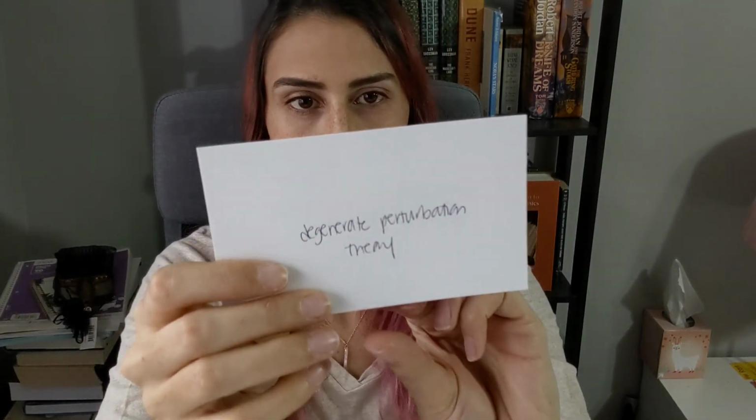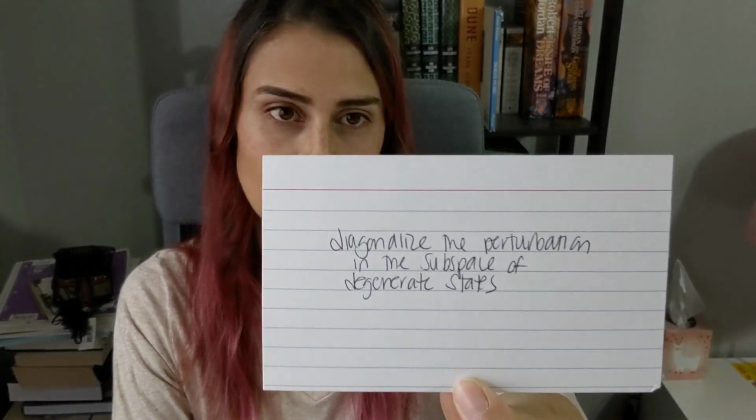Degenerate perturbation theory says that you can diagonalize the perturbation in the subspace of degenerate states.